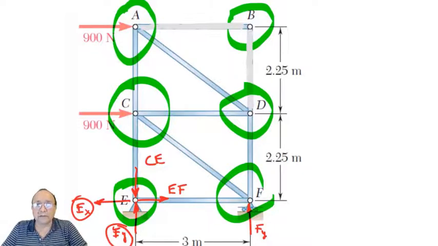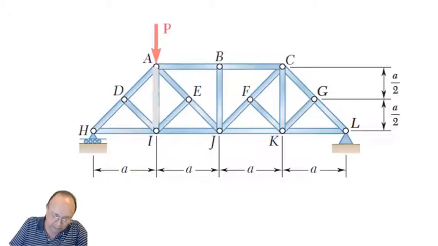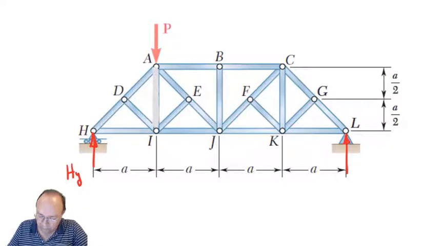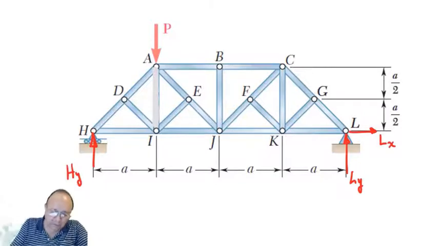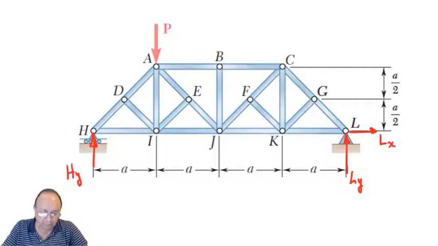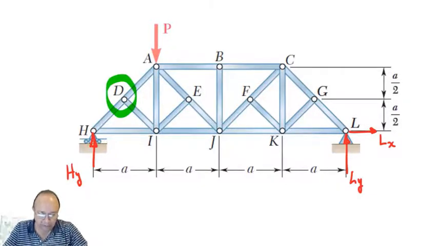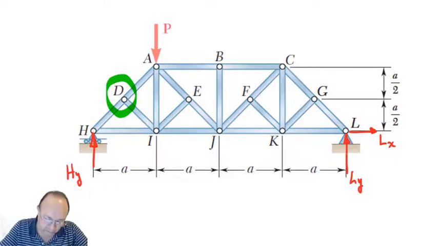Okay, let's see the next one. Let's see the free body diagram of this, with a vertical force here and two forces here. Let's see. Joint D. Two collinear and one at an angle. So that one has to be zero. This DI has to be zero. And HD equals AD.